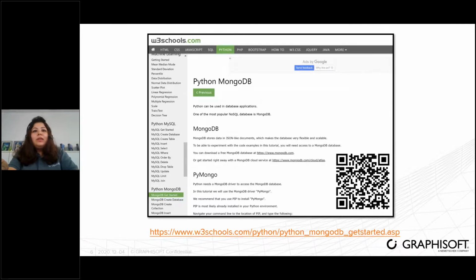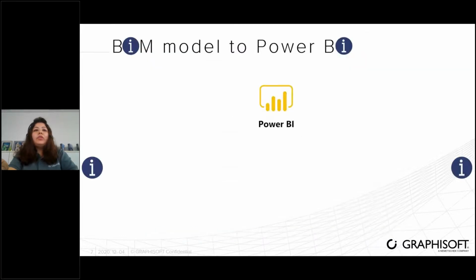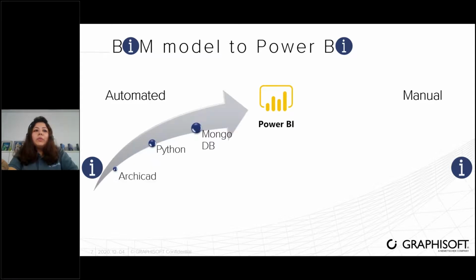So now let's have a look at how we are going to bring the information from the BIM model to Power BI. For this purpose, we have two workflows. The first one is automated, which is the main focus of today's sharing. And the other one is manual. For automated, we are going to transfer the information from ArchiCAD using a Python script to MongoDB, and then the information goes to Power BI.